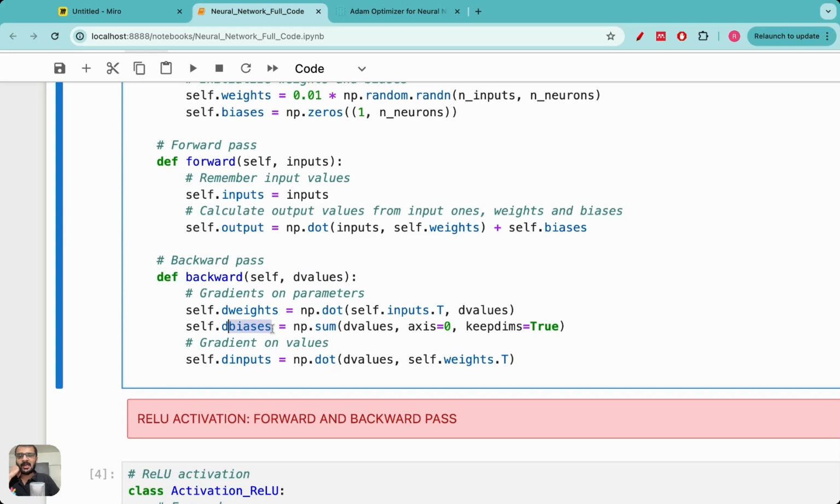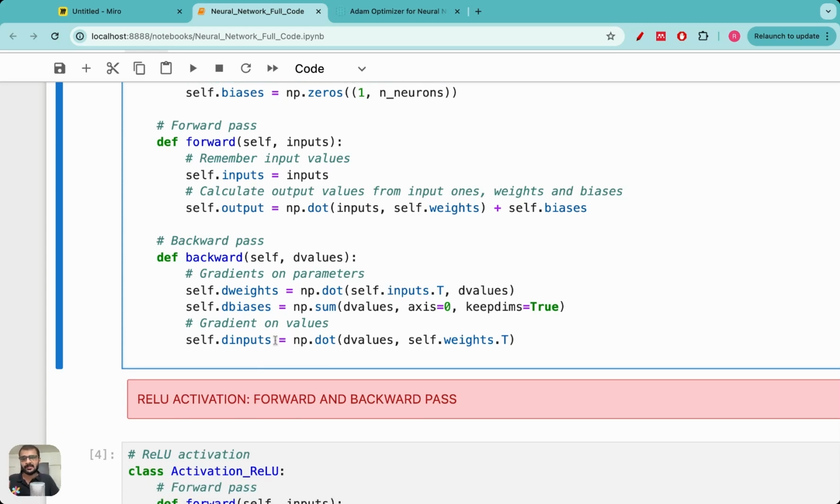Then to find the partial derivative of the loss with respect to the biases, we just take the dvalues, which is the dL/dZ matrix, and we sum the rows. In Python, when we want to sum the rows of a matrix, we do np.sum, the matrix name, and axis equal to 0. Remember, we are going to set keepdims equal to True, because if we don't use keepdims equal to True, the result will be a one-dimensional array, but we want it to be two-dimensional ideally. So everywhere we use np.sum in this code, we will use keepdims equal to True to retain the two-dimensional nature of the matrix.